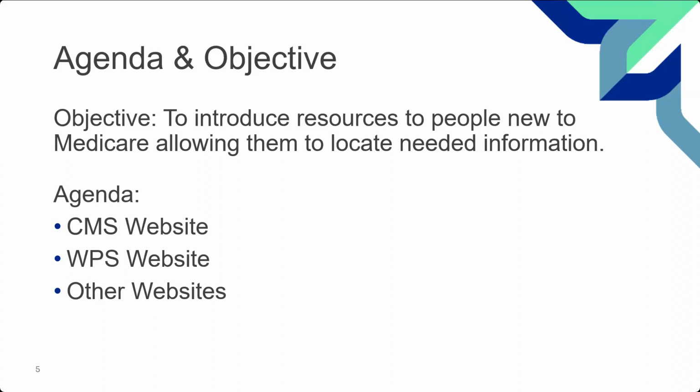Today's agenda, we do want to look at the CMS and WPS websites. Those are the 2 primary websites for our jurisdictions. Jurisdiction 5: Iowa, Kansas, Missouri, Nebraska, and all other national. And Jurisdiction 8: Indiana and Michigan. So Jurisdiction 5 or J5 and J8 will use the WPS website. The CMS website is good for anyone across the nation. The other websites are definitely going to be applicable across the nation.